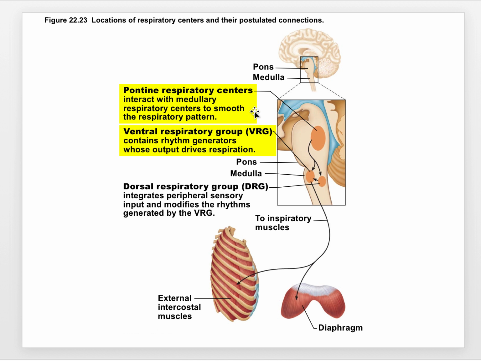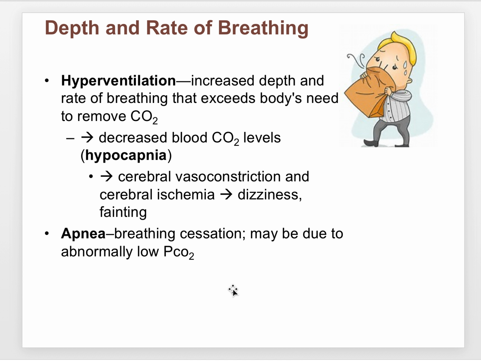Here's a diagram showing the pontine respiratory centers in the pons and the ventral respiratory centers in the medulla oblongata, and how it sends fibers to the inspiratory muscles of the diaphragm and the intercostal muscles. If you hyperventilate, you're increasing the rate of breathing, and it exceeds the body's need for removal of carbon dioxide. Decreased blood levels of carbon dioxide is called hypocapnia, and this is what happens during hyperventilation. Hypocapnia causes cerebral vasoconstriction, cerebral ischemia, dizziness, and fainting. That's why you get dizzy when you hyperventilate.